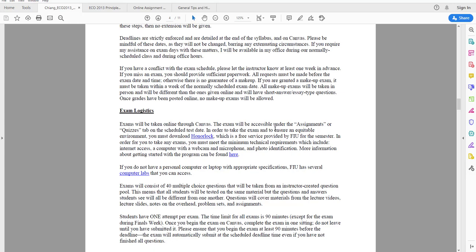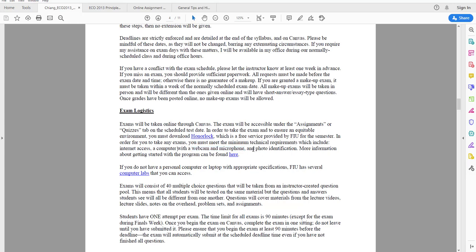In order for you to use HonorLock, you have to download it. You have to use Google Chrome in order to allow an extension on it. And you also have to have a computer with webcam and microphone access, as well as photo identification. If you don't have a webcam and microphone, I would highly suggest that you try to get one as soon as possible because you do need it in order to take any of the exams.